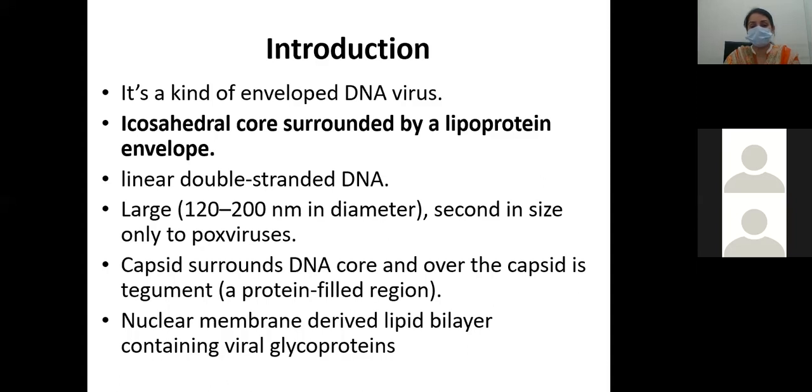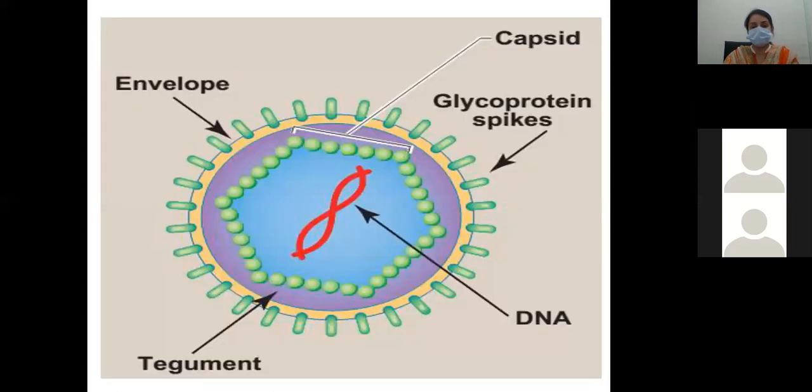The capsid surrounds the DNA core, and over the capsid there is the tegument. What is the tegument? A protein-filled region, and a nuclear membrane-derived lipid bilayer containing viral glycoprotein. This is the structure. As you can see, it has an envelope, and inside there is a tegument, and in the center there is DNA. On the outer side it has a capsid and glycoprotein spikes.